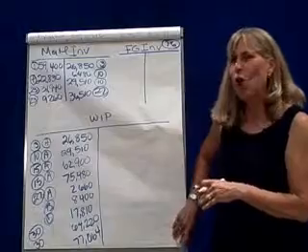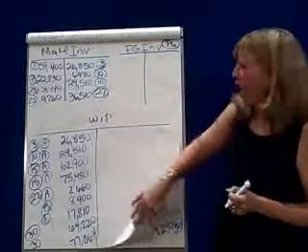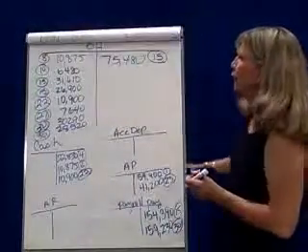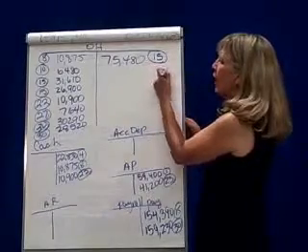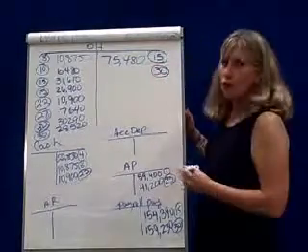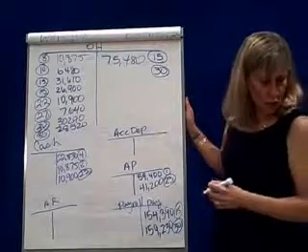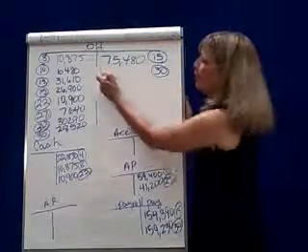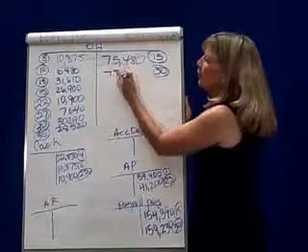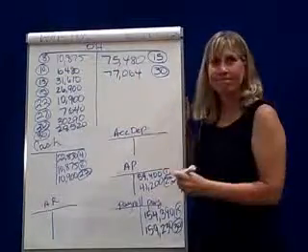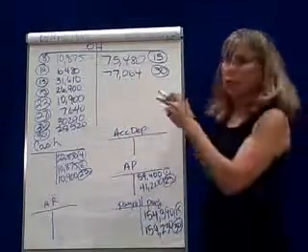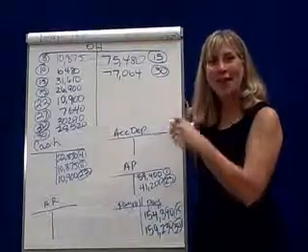What's the credit? I bet it's overhead. So we're applying overhead on the 30th for that 120% of direct labor. So overhead is being credited for $77,064. So that's debit work in process, credit overhead, the application.